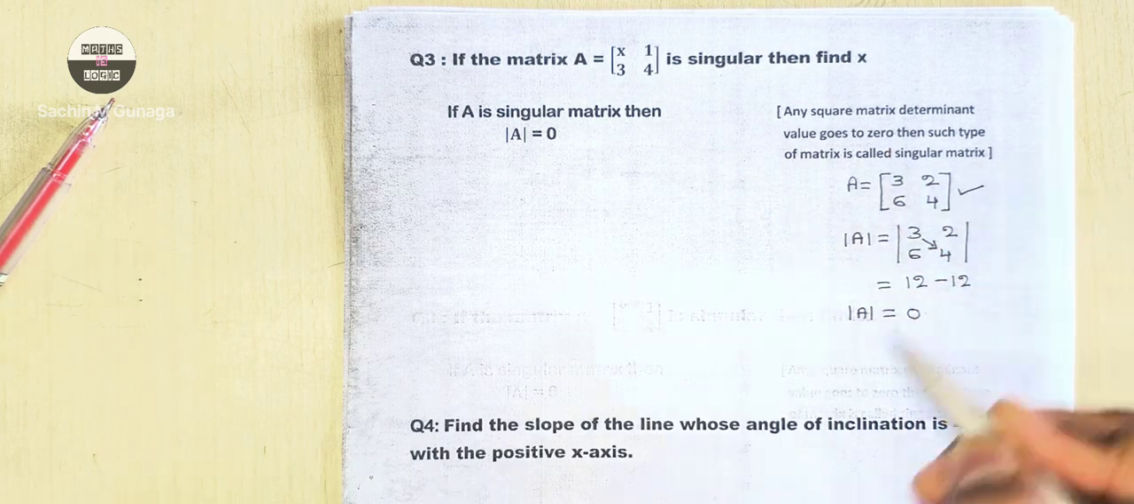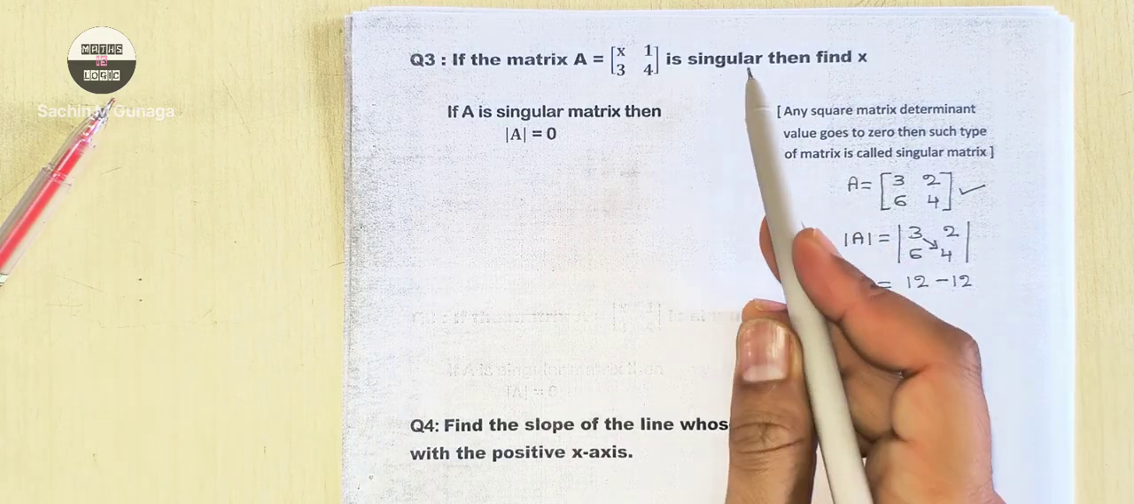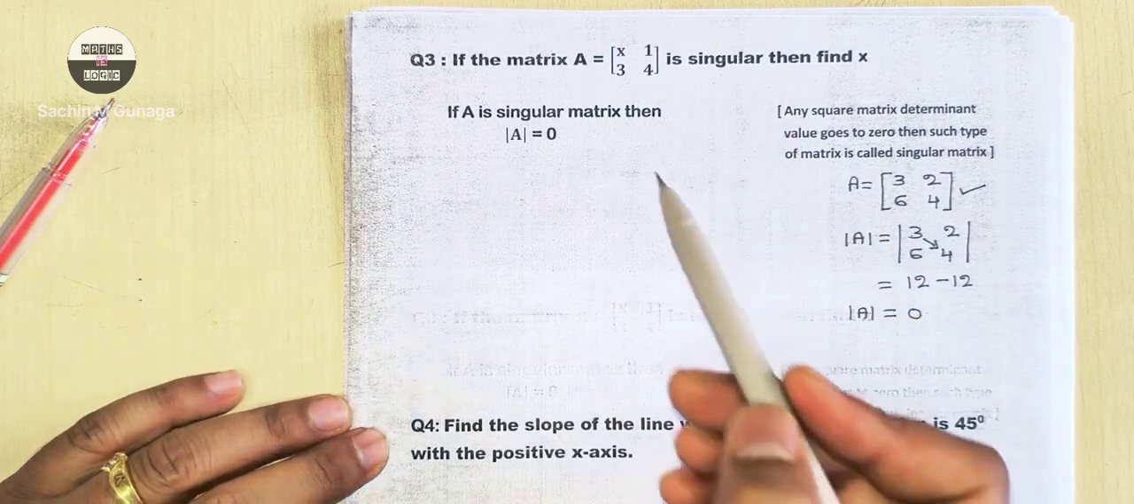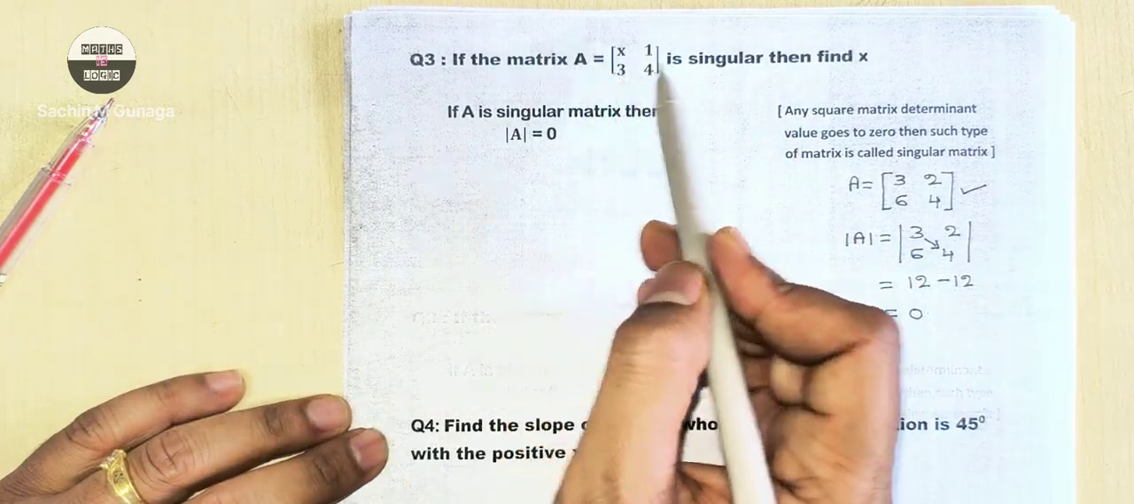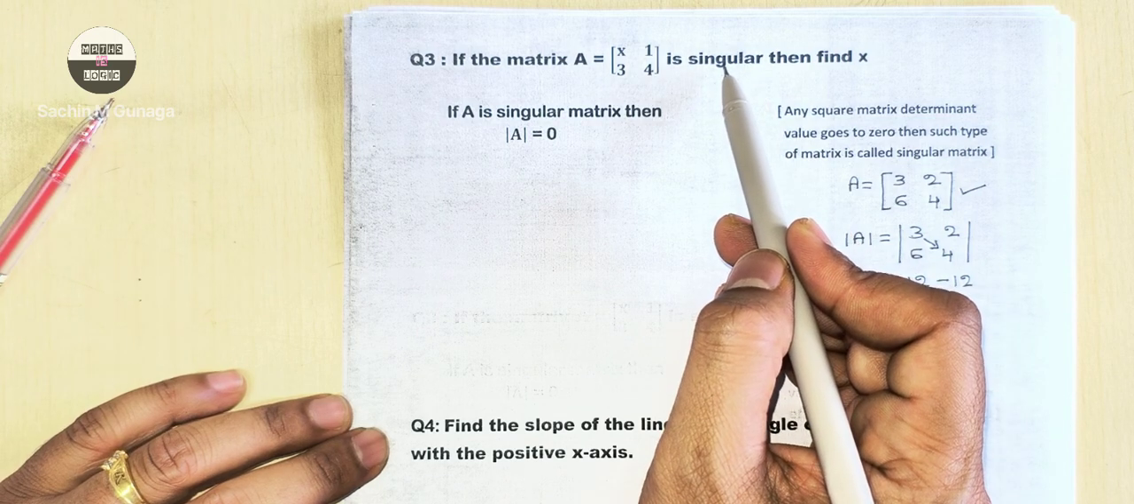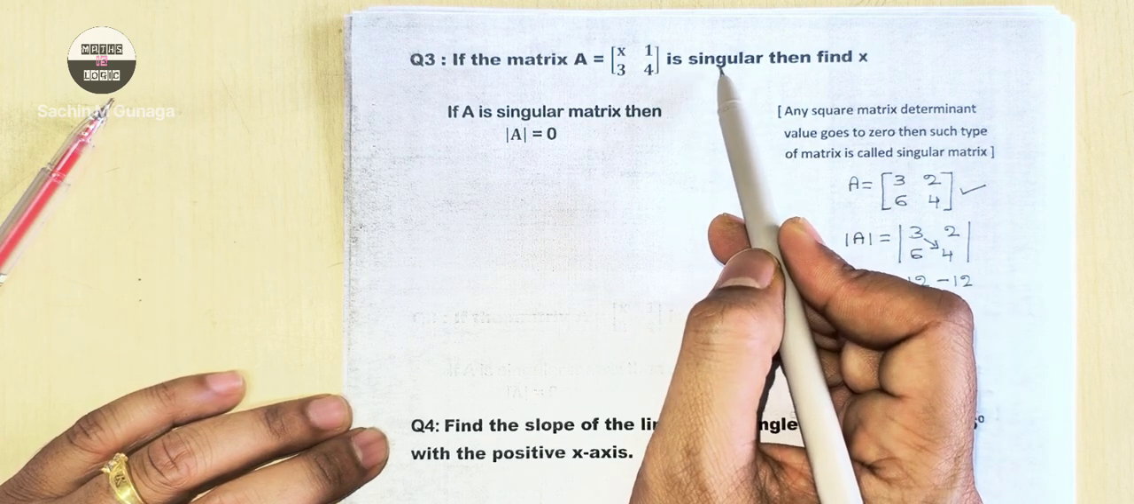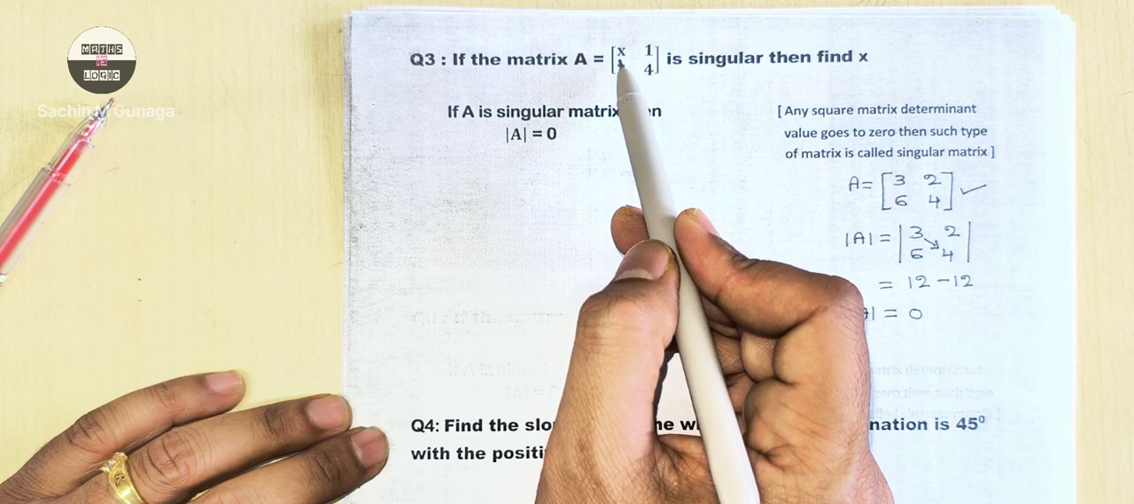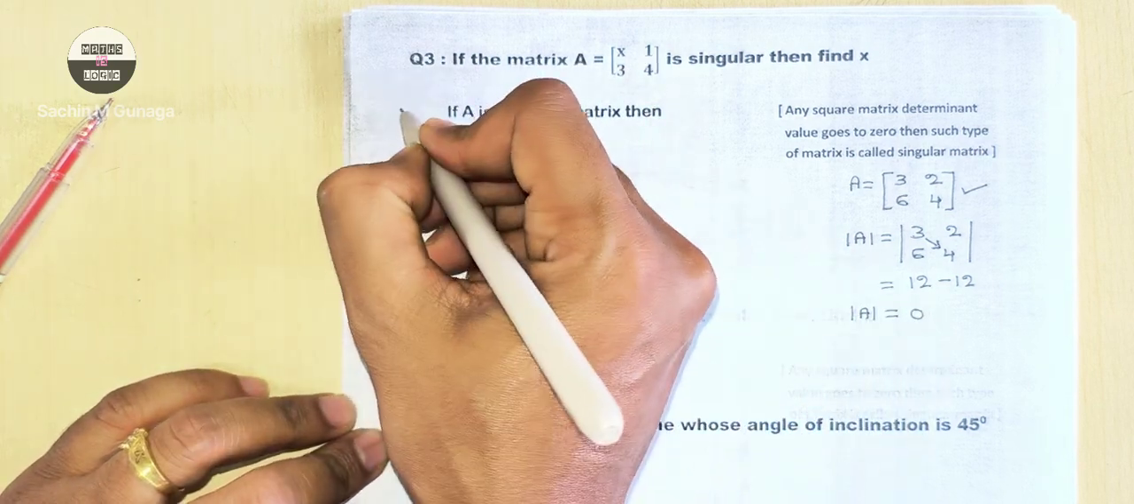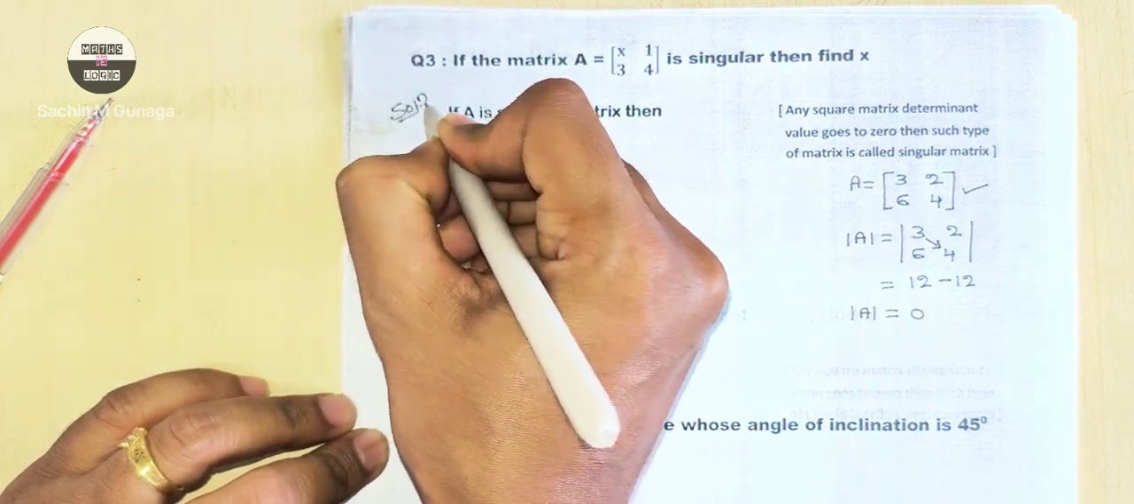Therefore this is what we call a singular matrix. So now what they are telling is this is which type of matrix here, singular matrix. Then using this condition we need to find out this unknown value. Therefore in the solution first we need to write the condition.